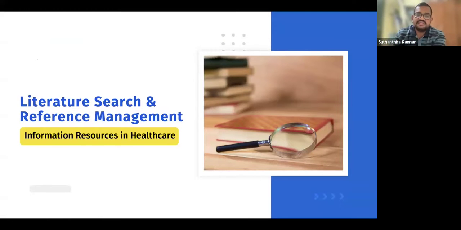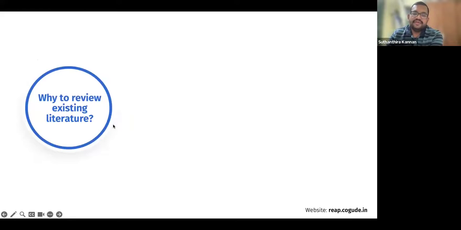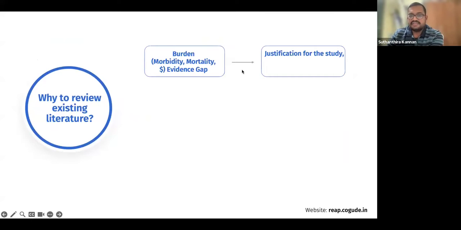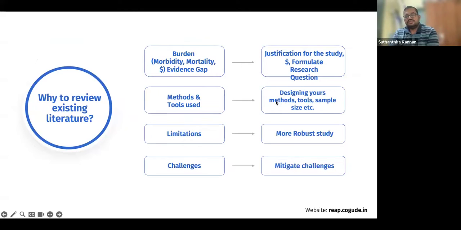Now we are going to the literature search and reference management. Why review the existing literature? Because the justification of the study should be done. Why did you take this research title? That should be justified. The second one is methods and tools used: how you designed your methods, tools, and sample size, how you got it. And the study should be more robust. How did you mitigate the challenges?